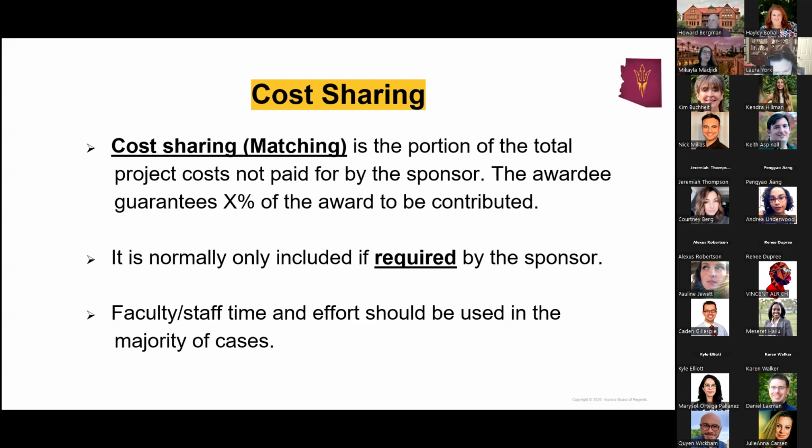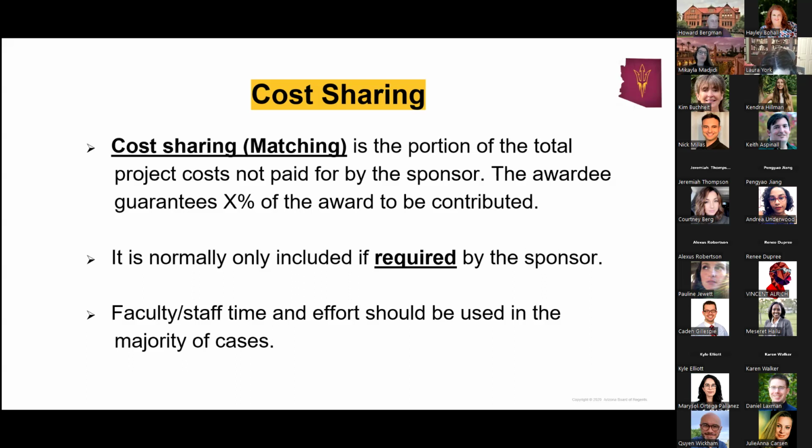So one last thing too that I just want to touch on is cost sharing or matching. Although it's not usually utilized, I just want to go over it a little bit. So cost sharing is the portion of the total project costs not paid for by the sponsor. In such a case, the home institution or a third party may contribute effort or goods or services or even cash to the project. It may be called matching costs. It may be in-kind contributions. It's only normally included if required by the sponsor.